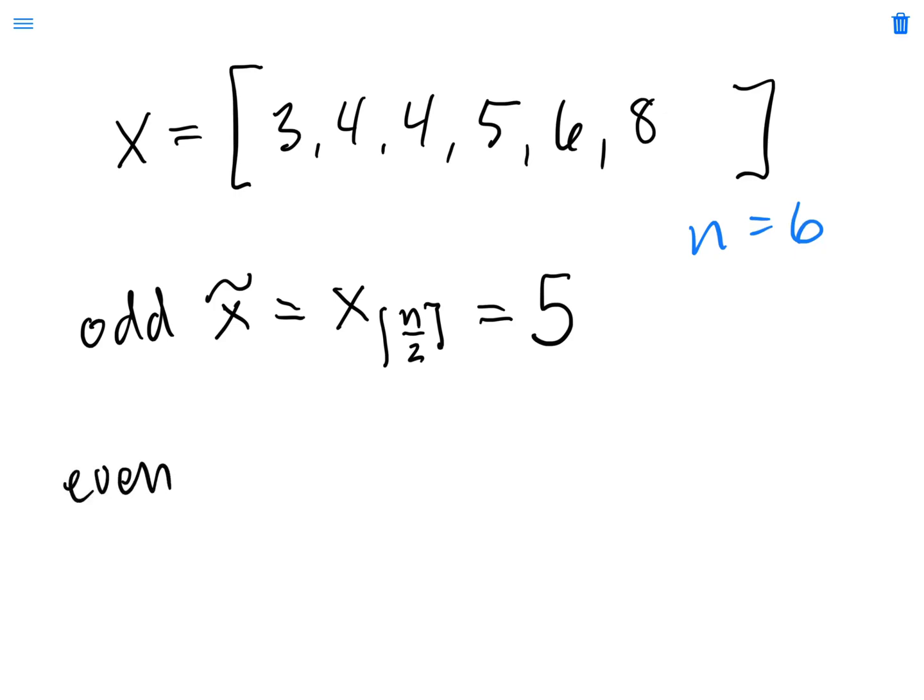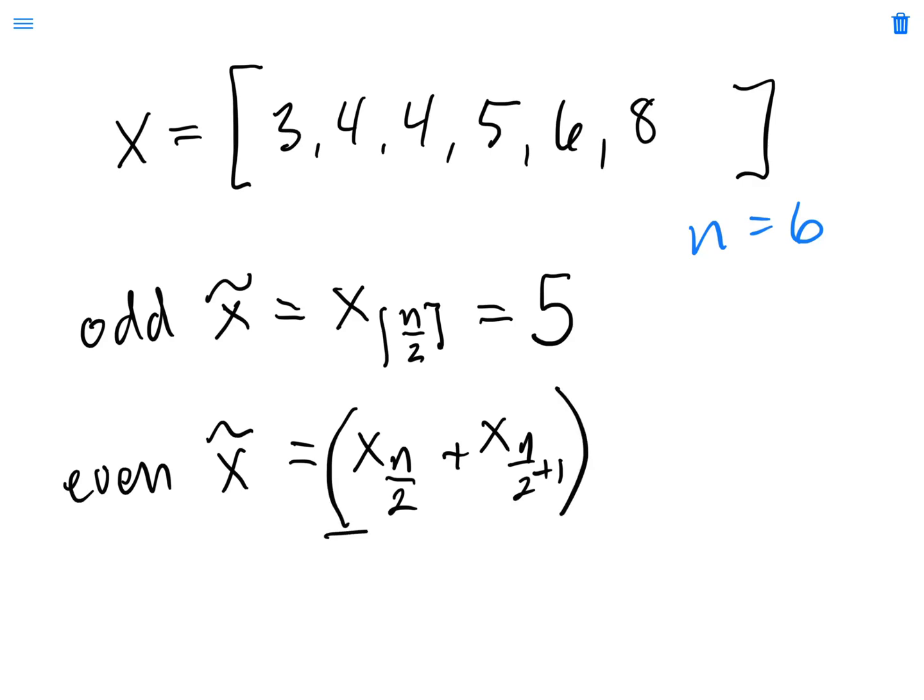And so when our n is an even number, we need the value in the n divided by 2 place plus the value in the n divided by 2 plus 1 place. We're going to add those two together and then divide it by 2. Okay, so in this case, our n is equal to 6, n divided by 2 is 3, and so our third number here is 4.